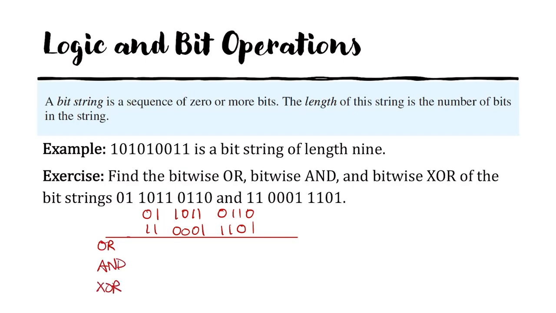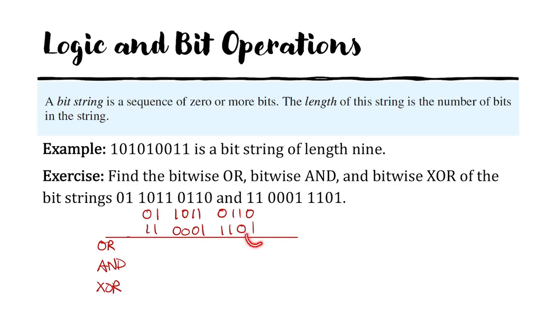Now we know for the OR operation, you will only get 0 when both of them are 0. So as long as one of them is 1, then the OR operation will give you 1. So if you look at it, let's do it from, let's say, right to left.